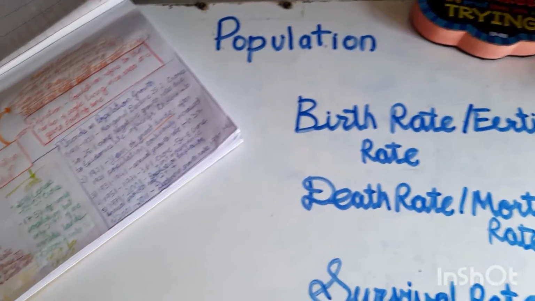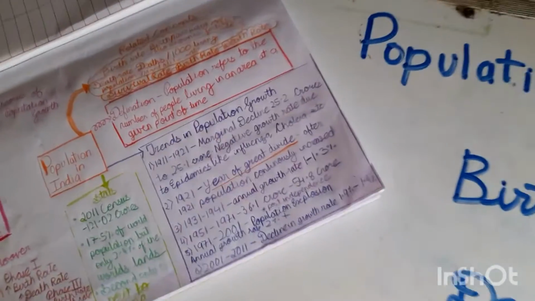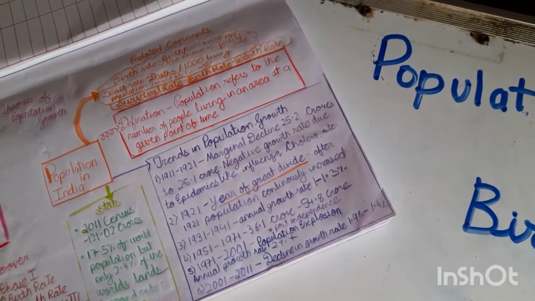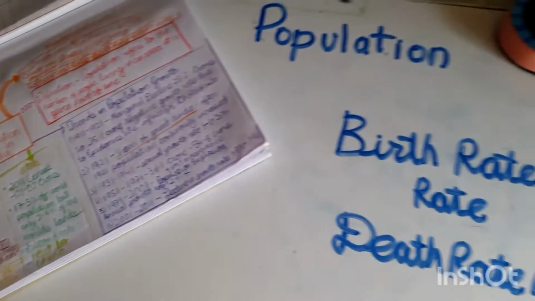Population, chapter number 6. Every chapter starts with a definition, and that is something we have to learn word by word, hence I am not explaining it.